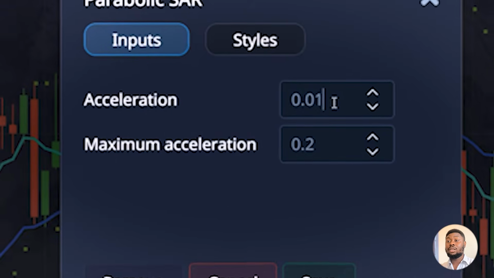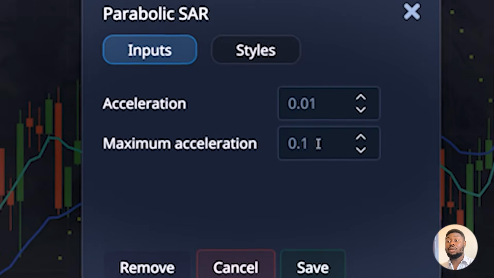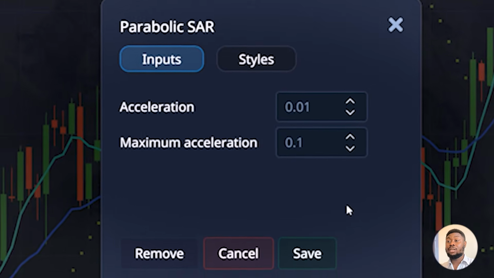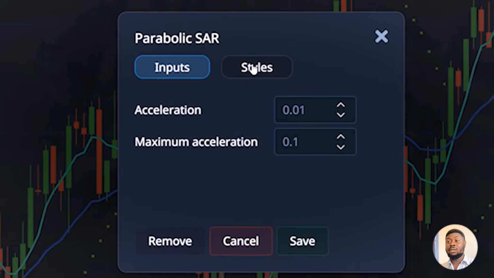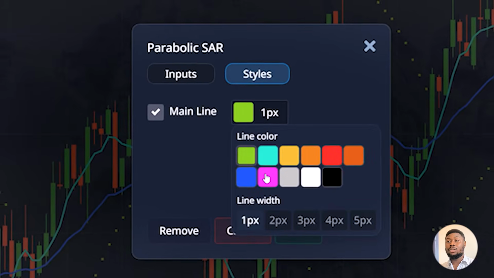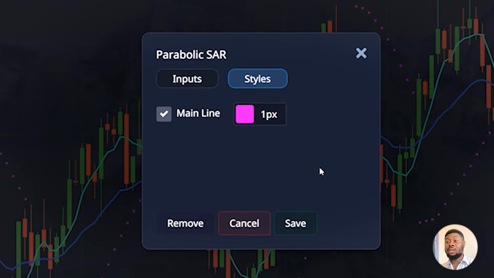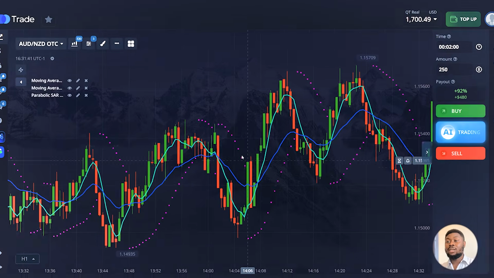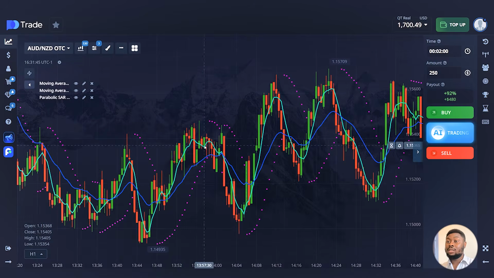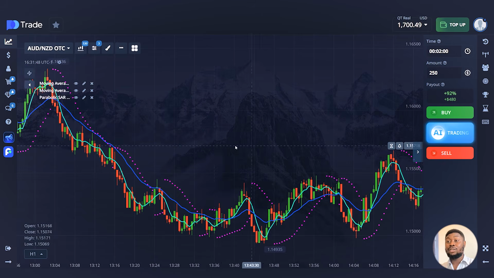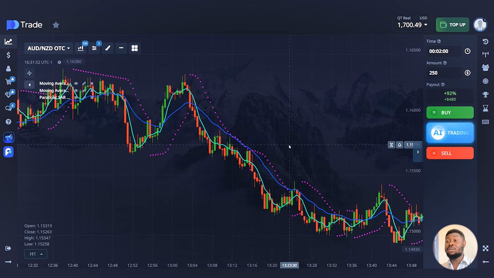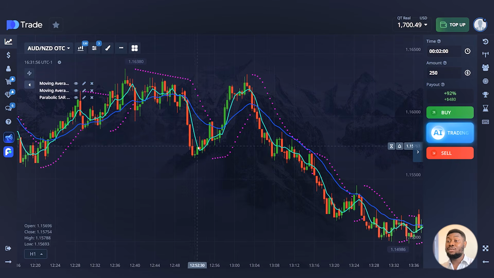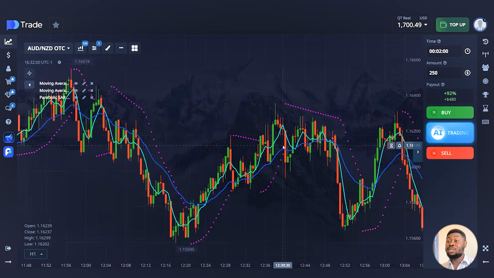For the parabolic SAR indicator, the oscillation parameter will be 0.01 and the maximum oscillation will be 0.1. I'll also change the colors of the indicator points to pink so that it stands out better on the chart. This completes the settings. Now I'll start opening trades and tell you in more detail how to work with this strategy. If you want to know all the details, then watch the video to the end.